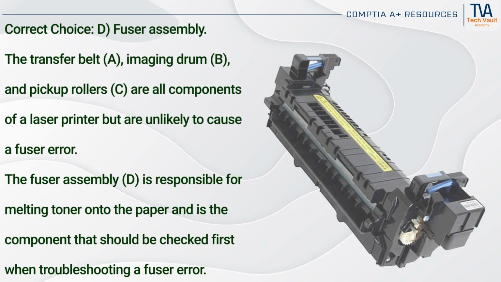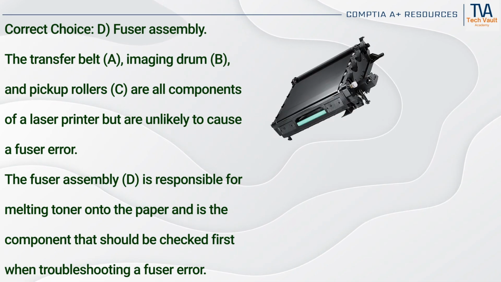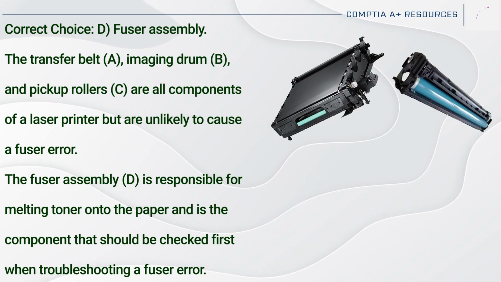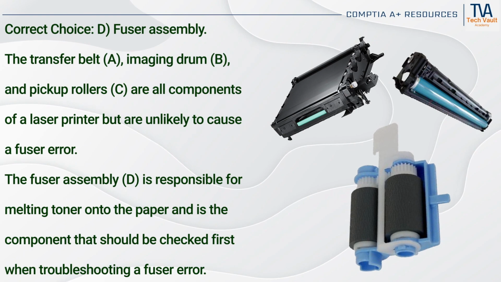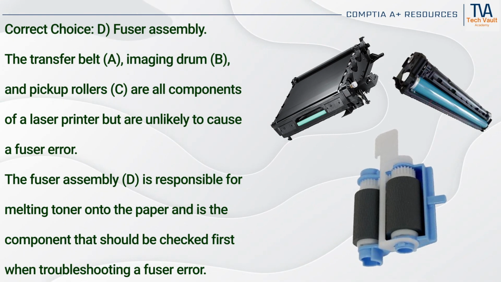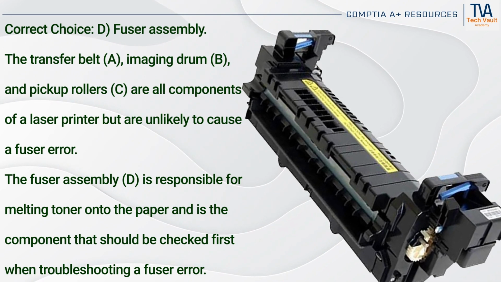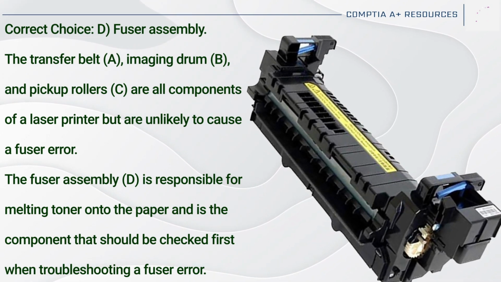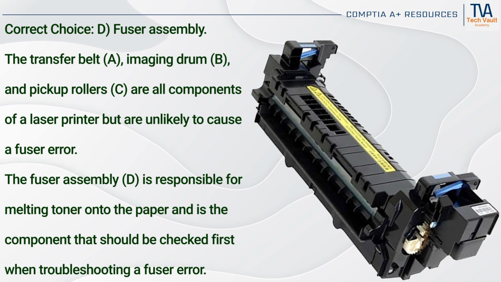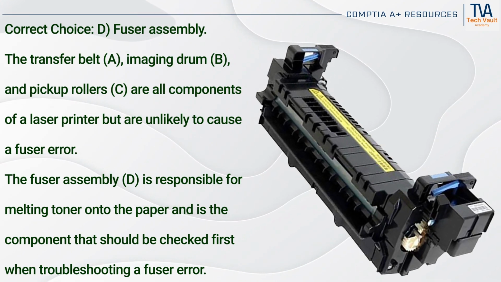Correct choice, D. Fuser assembly. The transfer belt, A, imaging drum, B, and pickup rollers, C, are all components of a laser printer, but are unlikely to cause a fuser error. The fuser assembly, D, is responsible for melting toner onto the paper, and is the component that should be checked first when troubleshooting a fuser error.